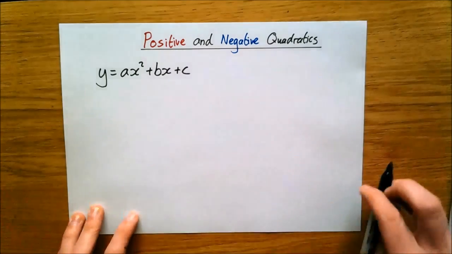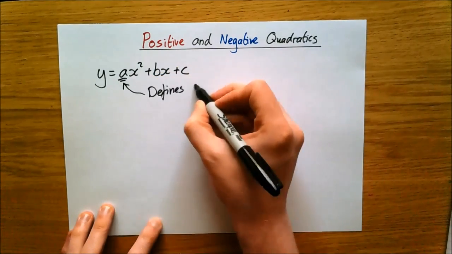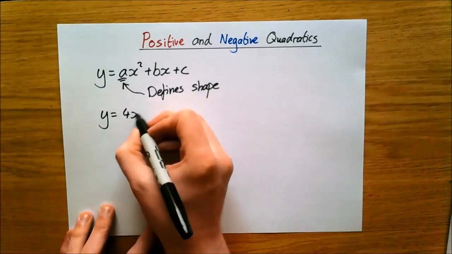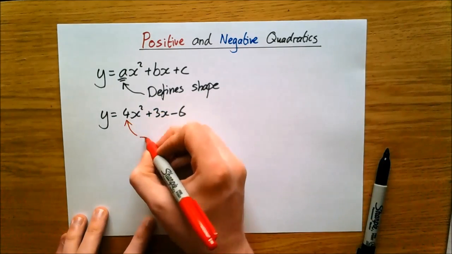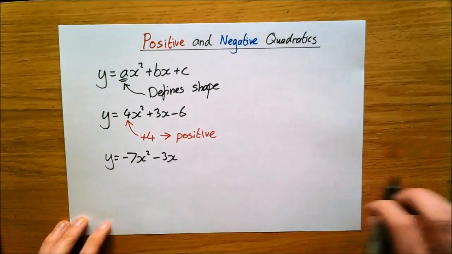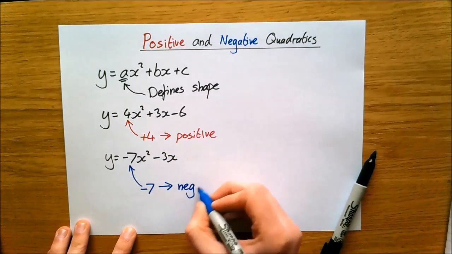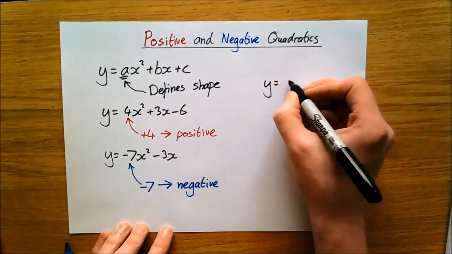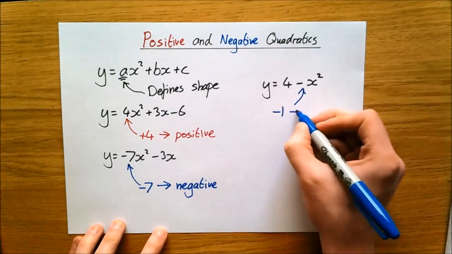So let's start with the basics. We will split all quadratics into either a positive or negative. The coefficient of x squared is what defines this property. If it is a positive number, it is a positive quadratic, and if it is a negative number, it is a negative quadratic.